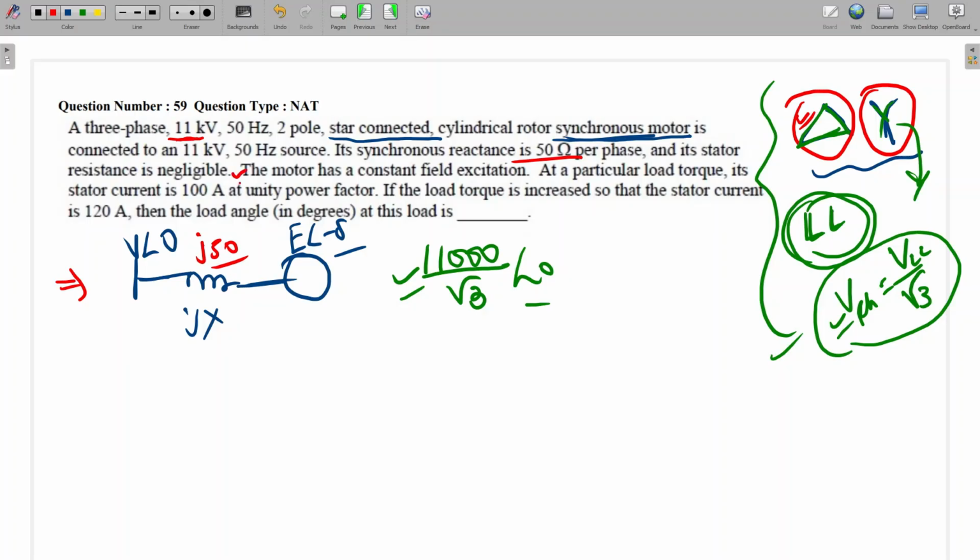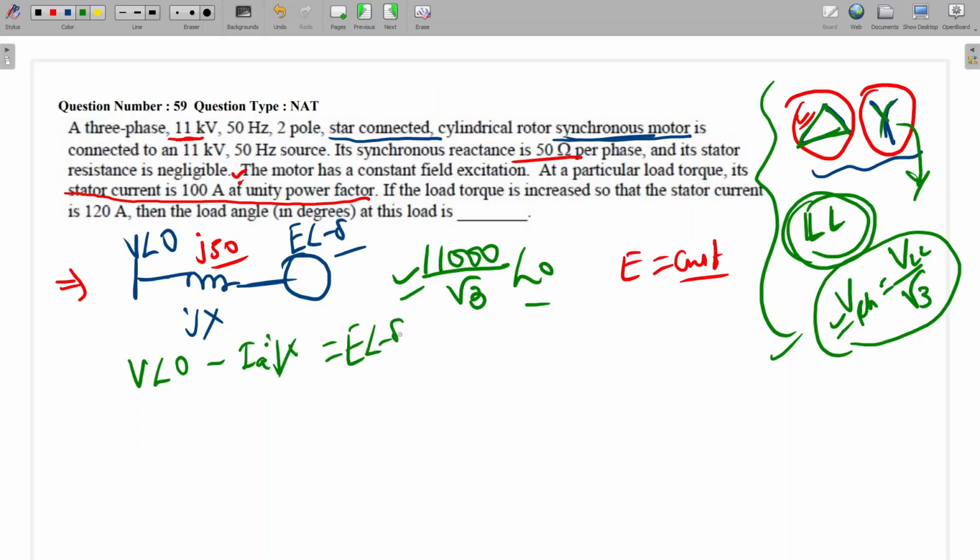The first statement they have written is that the motor has a constant field excitation, so E will be constant, at a particular load torque. The stator current is 100 ampere at unity power factor. So I'm going to write the simple phasor diagram. Here we can write V angle 0 minus Ia times jX equal to E angle minus delta. So this we can write as a phasor.